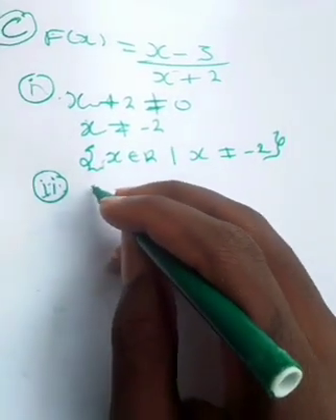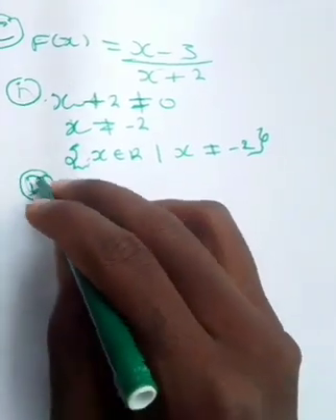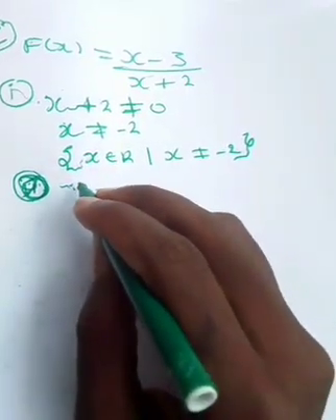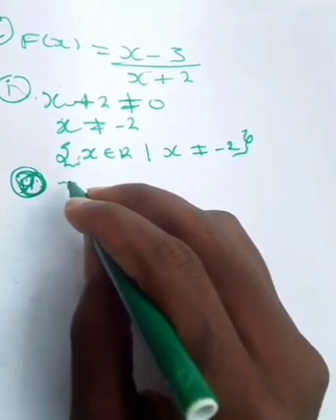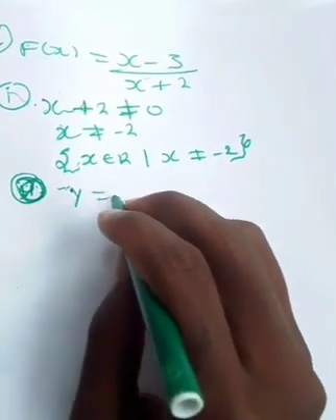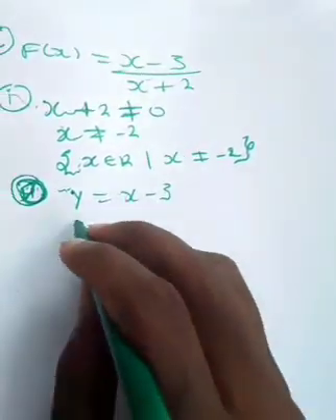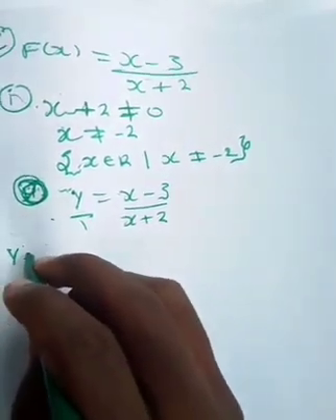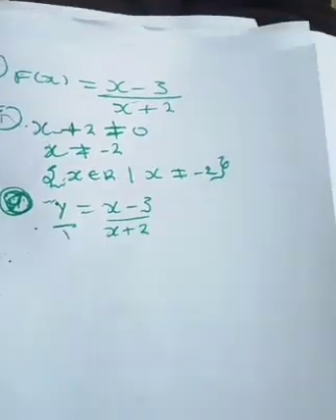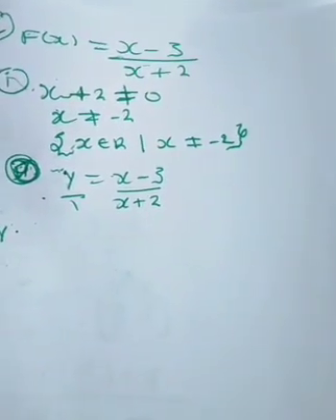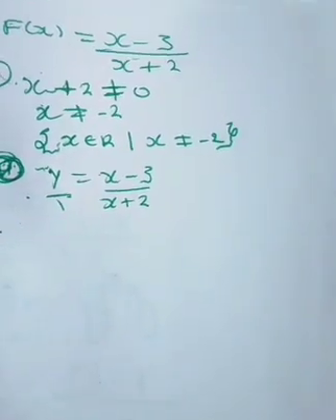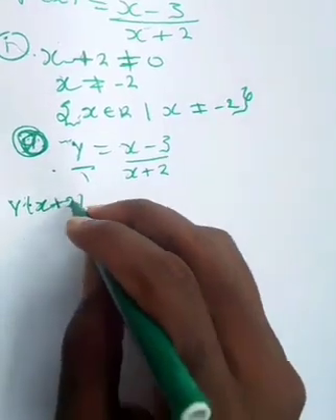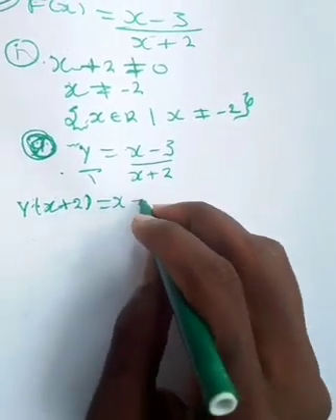And then the second question, they're saying, oops, we haven't found the range. Oh yeah, so we found the domain. Now, to find the range, you need to use the procedure of finding the inverse. How do you go about it? I'll say y is equal to the whole function, x minus 3 over x plus 2. Cross multiply them. When you cross multiply them, we have y times x plus 2 is equal to x minus 3.